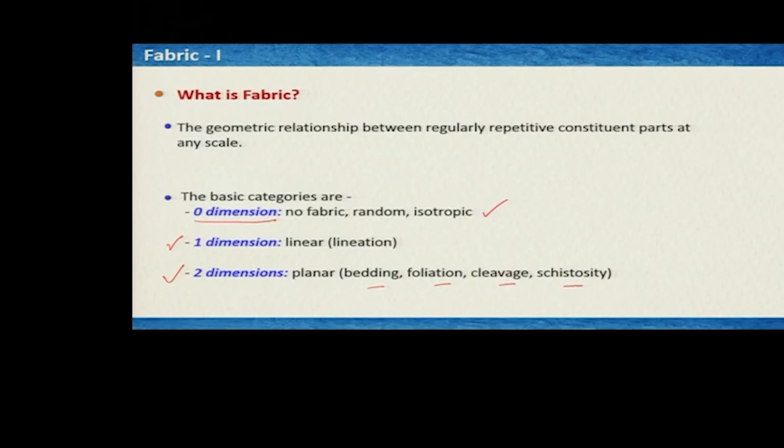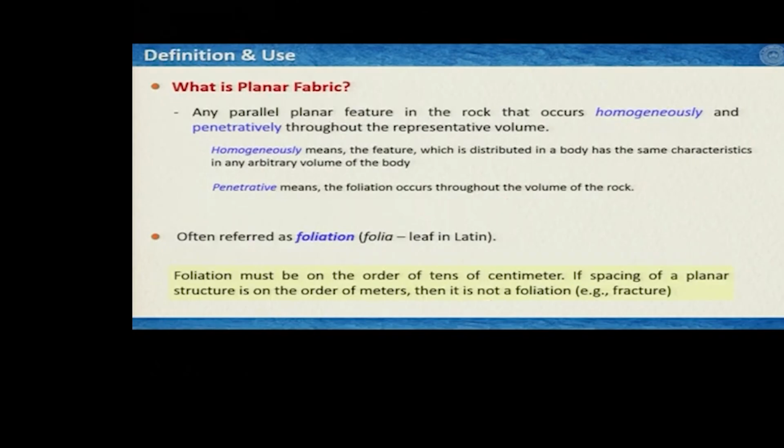We will learn about all these terms very soon, but let us focus a little bit more on what is planar fabric. As the name suggests, it is any parallel planar feature in the rock that occurs homogeneously and penetratively throughout the representative volume. It is a 2-dimensional feature, that is why it is a planar feature. The features have to be parallel to each other or to some extent subparallel to each other throughout the volume of the rock, and they have to be distributed homogeneously.